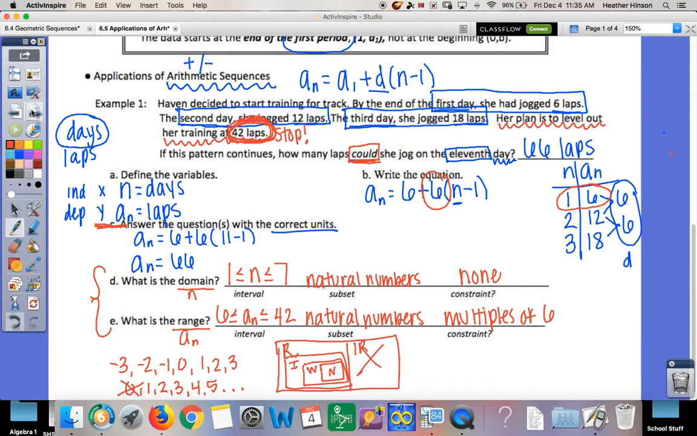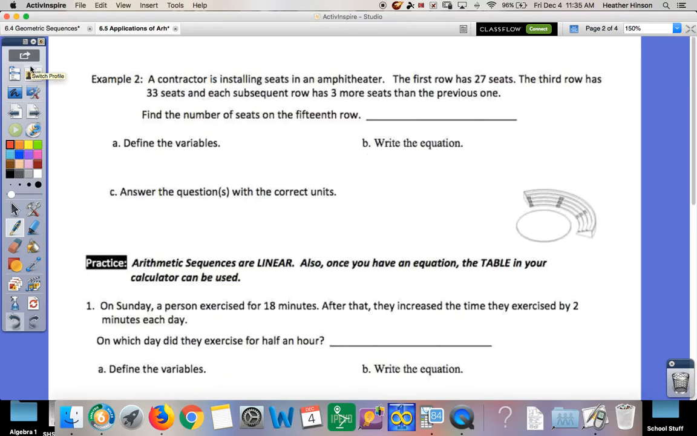Okay, let's try example 2. So a contractor is installing seats in an amphitheater. That's just a big old stage type area. The first row has 27 seats. The third row has 33 seats. And each subsequent row, which means each row after that, has 3 more seats than the previous one. Find the number of seats on the 15th row.